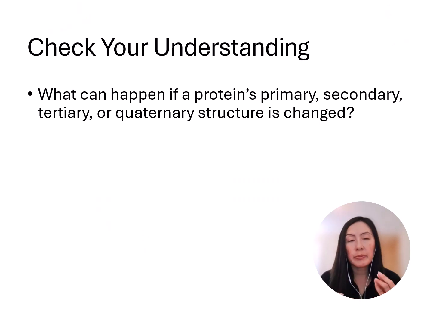So what can happen if a protein's primary, secondary, tertiary, or quaternary structure is changed? Altering structure will change the protein's shape, and losing their shape is known as denaturation, and the protein might no longer function. So for example, if it's an enzyme, it might lose its active site. It won't be able to bind to the substrate anymore. If it's a structural protein, it might lose its stability. And even what seems like a small change, like changing maybe just one amino acid in a long sequence of amino acids, can cause diseases like cystic fibrosis.